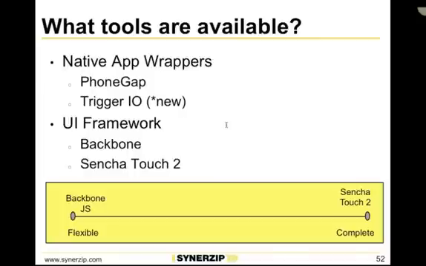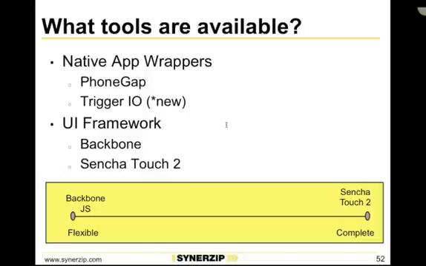Understood. Very clear. So this is one of the last points: what tools are available. We're talking about two kinds of tools over here. One is a native application wrapper, which will give you the native application, which is an APK for Android, an IPA for iOS, and something else for Windows. And we're talking about an embedded browser inside the native application, so we're talking about an HTML5 UI framework. These are the two parts we need to understand when building a hybrid application.